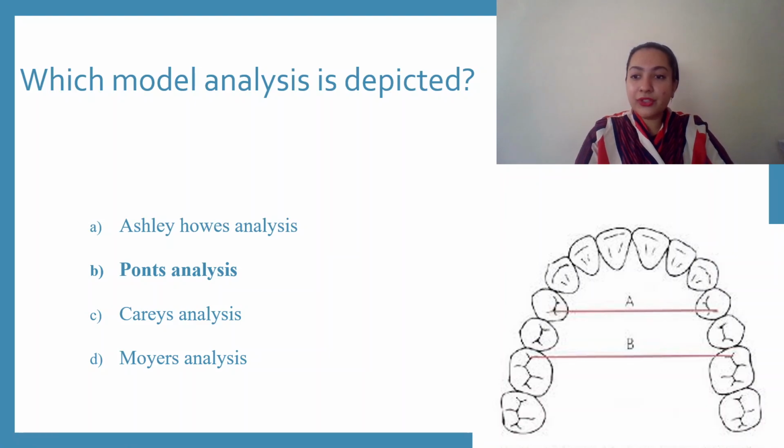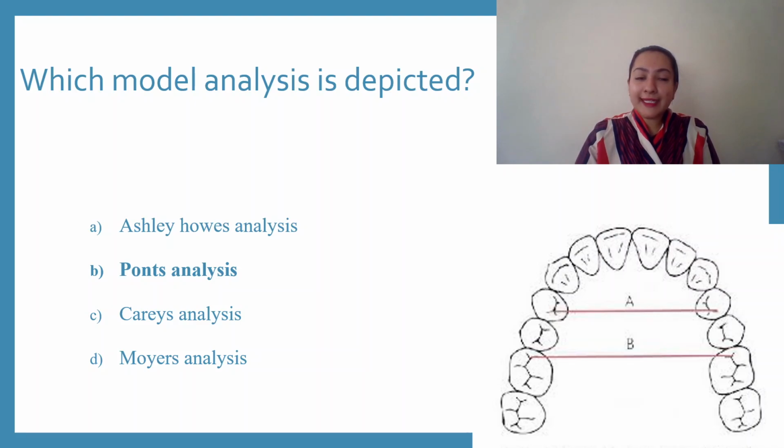So do not get confused whenever there is a photograph or a picture showing distal pit and mesial pit, it means it is Pont's analysis. In Pont's analysis, the pit has been taken into consideration. Carey's analysis, we all know how it is done. Moyers is mixed dentition analysis, and this cast over here is a permanent dentition.